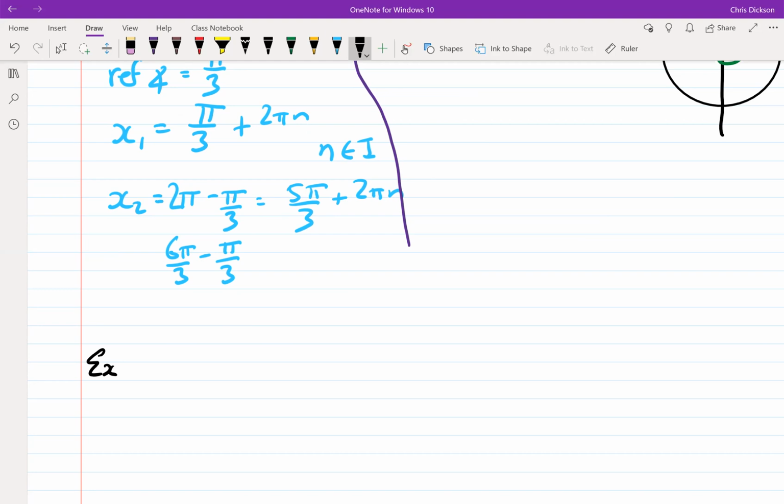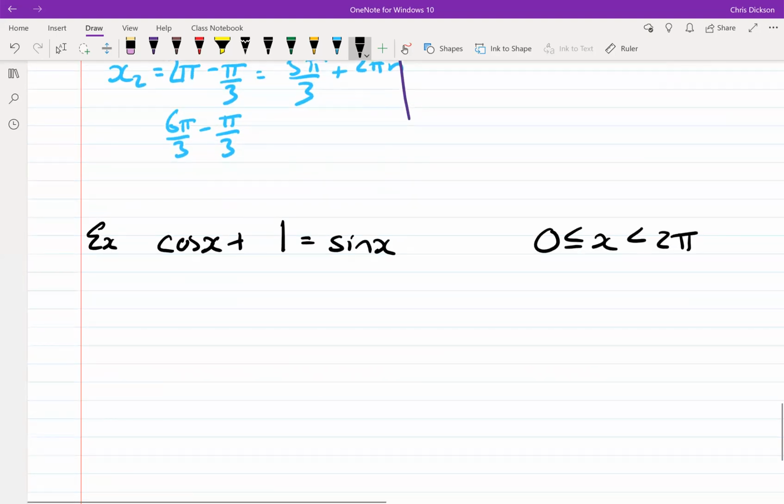Let's try cos x plus 1 equals sine x. We'll just solve this over the set of 0 to 2 pi. Okay, so right now, if I start rearranging things, it's going to be very hard for me to isolate one of those terms. So I'm actually going to create an identity here. And when I do that, it's going to wind up creating one of these trigonometric equations. So I'm going to square both sides of the equation.